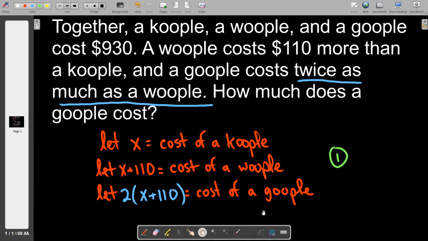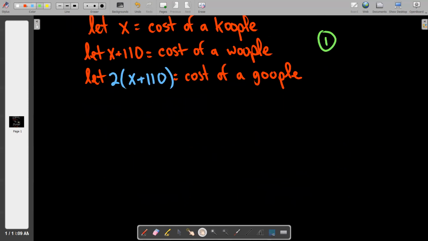Write an equation. That's always going to be step 2. So take all the pieces that you have and build an algebraic equation out of it. And again, it comes really down to the logic that all the things added together cost 930. It says so in the first sentence. And so, really, if you think about it, it's something plus something plus something equals 930 bucks. I mean, we're straight up told that in the first sentence.